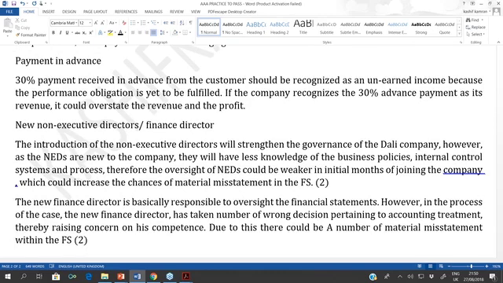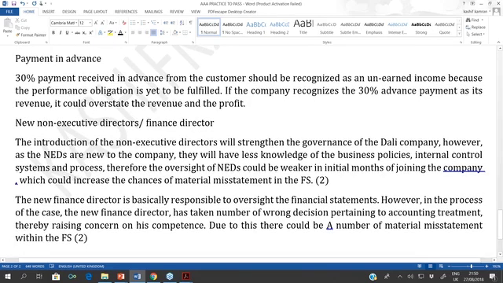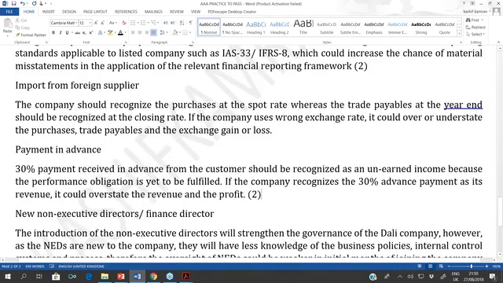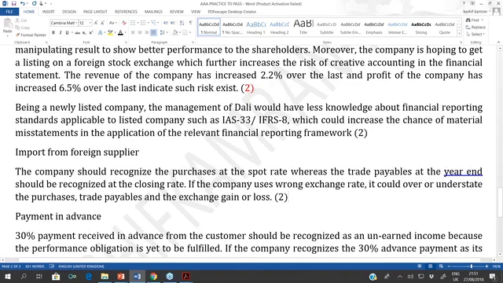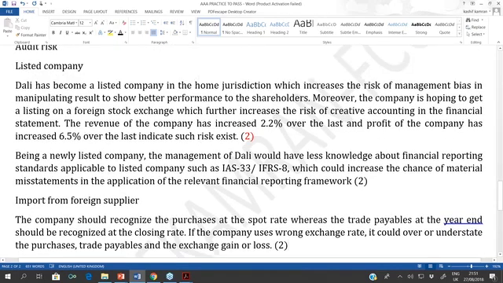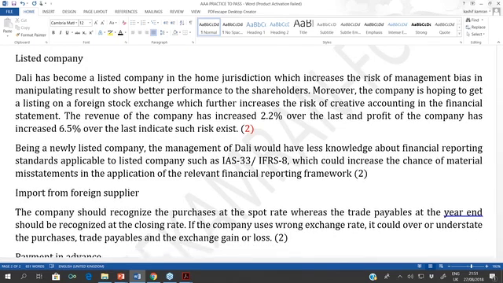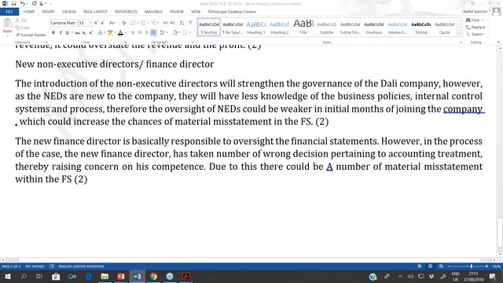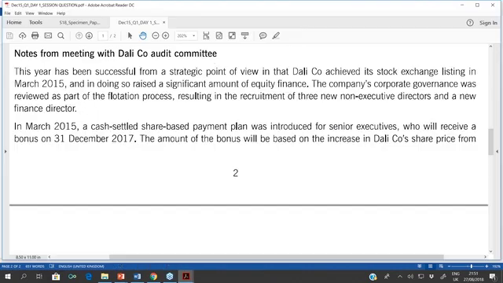So far we got 2 marks for FD, 2 marks for NEDs, 2 marks for payment in advance. That's 6 marks. We got 2 marks for import from foreign supplier, 8 marks. We got 2 marks for newly listed company, 10 marks. And we got 2 marks for Dali is a listed company, 12 marks. So we are still 6 short of our agenda. Now that is completing the first page, right? I'm just completing the last point and then we are taking the break, right?